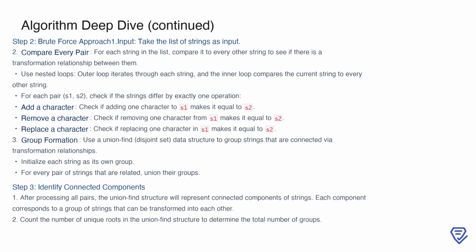To group related strings, we use a union find data structure. Initially, each string starts as its own group. Whenever we find a pair of related strings, we merge their groups using the union operation. This process ensures that all strings connected through transformation relationships are grouped together.